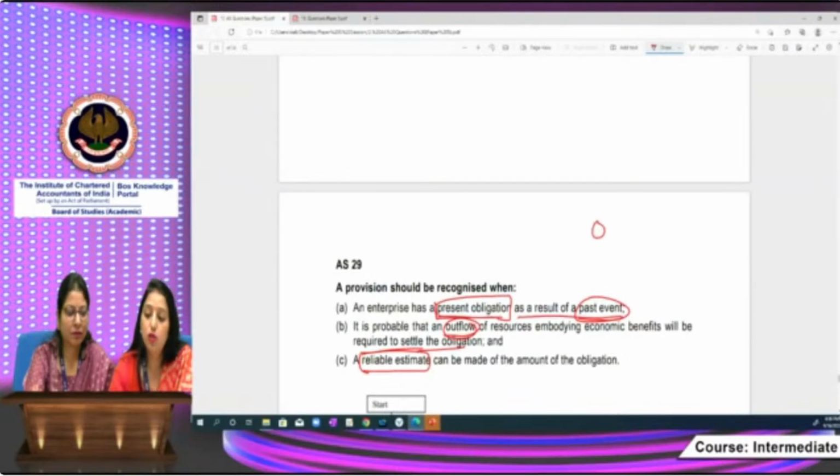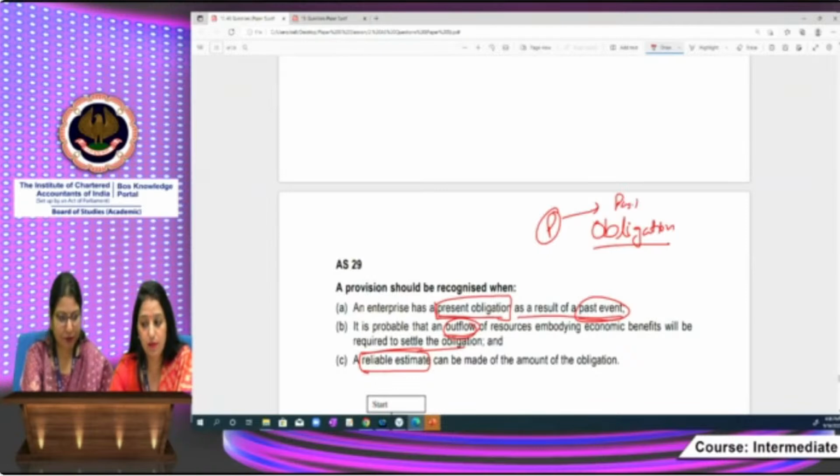That means जो ऑब्लिगेशन आपकी जनरेट हो रही है, it should be present obligation होनी चाहिए due to past, and इस ऑब्लिगेशन के लिए it should be outflow होना चाहिए. And third one, आप इसको एस्टिमेट कर सकते हो इसका अमाउंट.